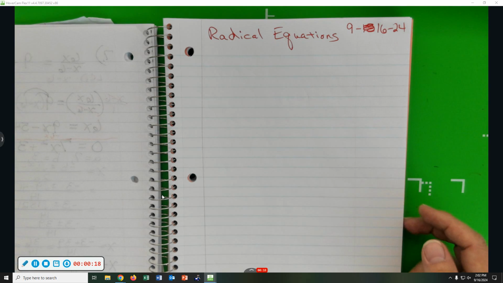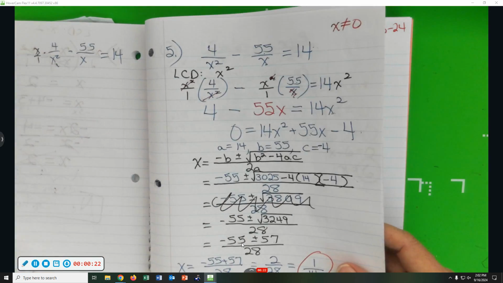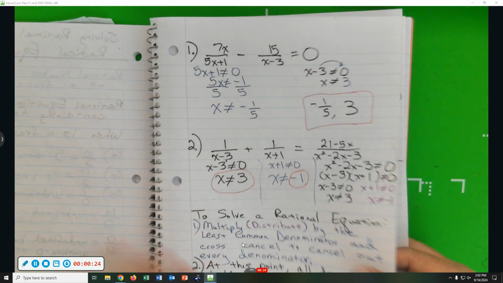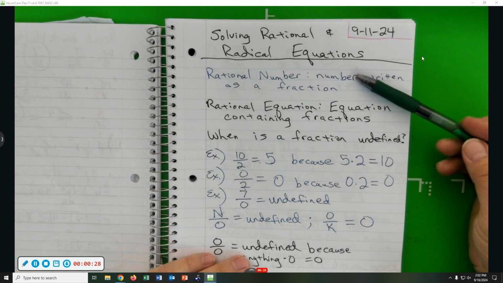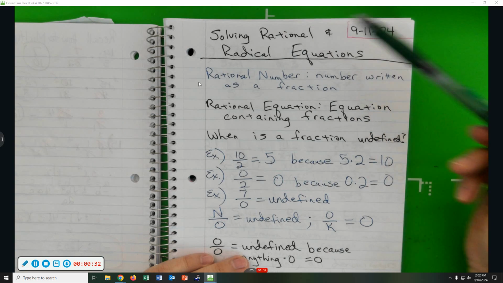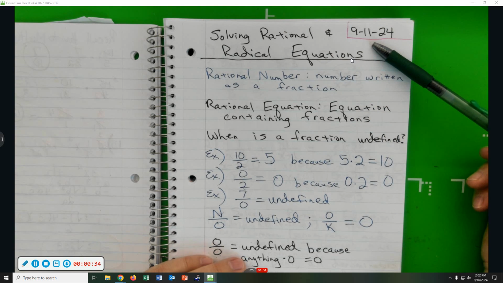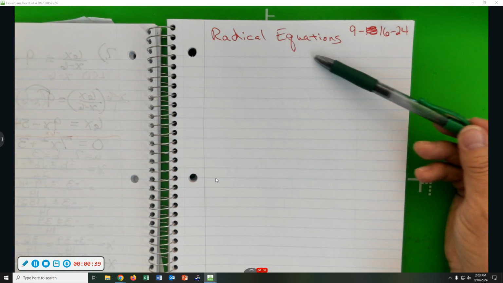Remember, last time we decided we would split up an assignment. Let's see, where is it? Solving rational and radical equations. We decided we'd do rational equations, and we did those at the last class meeting. Today, we're going to look at radical equations.